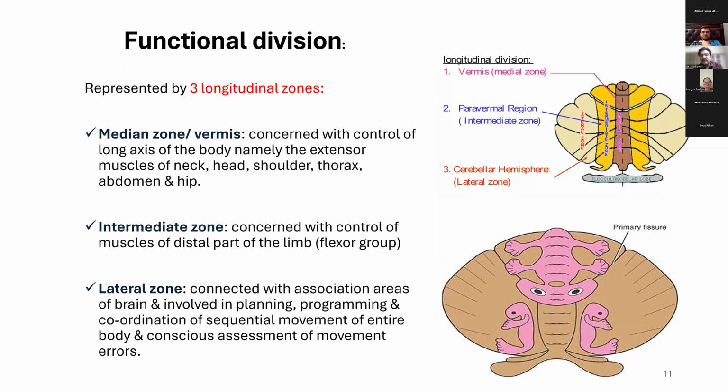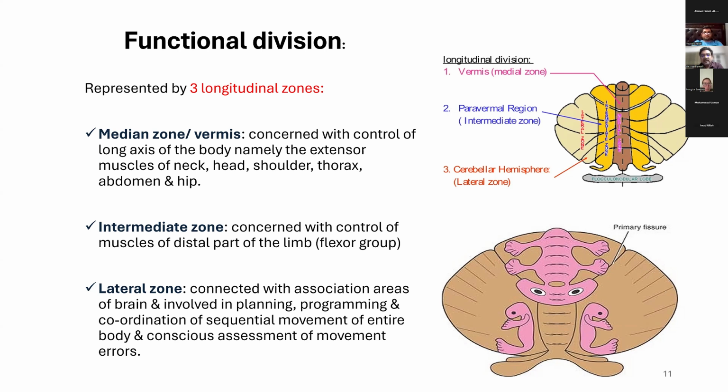It is concerned with the control of the long axis of the body. You can call it the axial portion, the midline portion. Mainly the extensor muscles of the neck, head, shoulder, thorax, hip, abdomen. All the structures which lie in the midline are controlled by this midline vermis, the median zone.